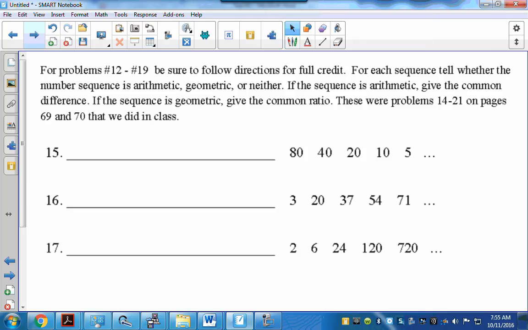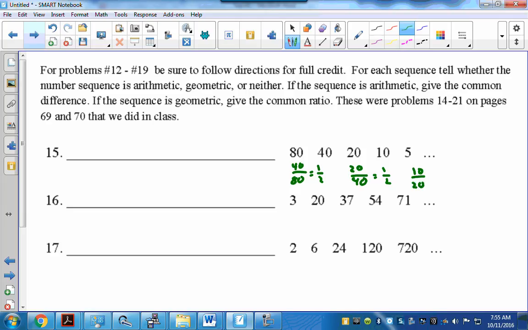Let's try geometric. So for geometric, we have to divide 40 divided by 80. Well, that's a half. And 20 divided by 40, that's also a half. And 10 divided by 20, that's also a half. And 5 divided by 10, that's also a half. So this is geometric, and the ratio is a half. Okay.